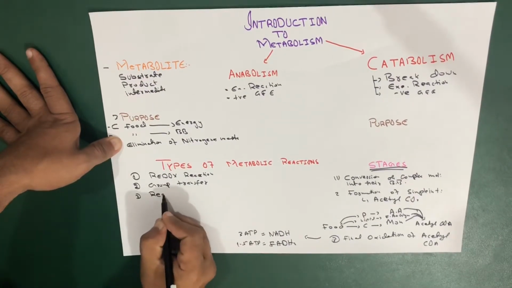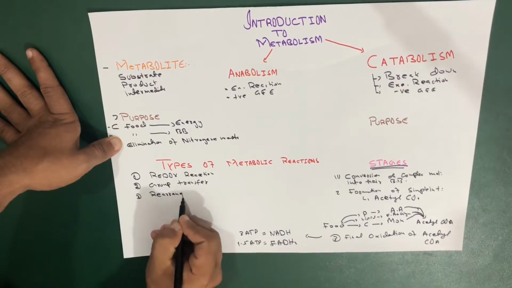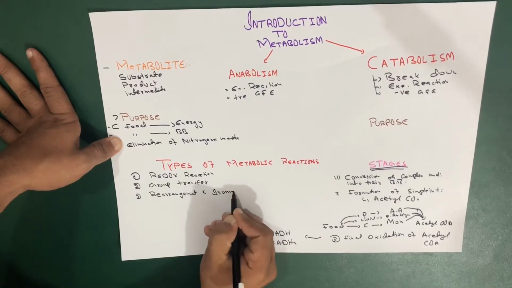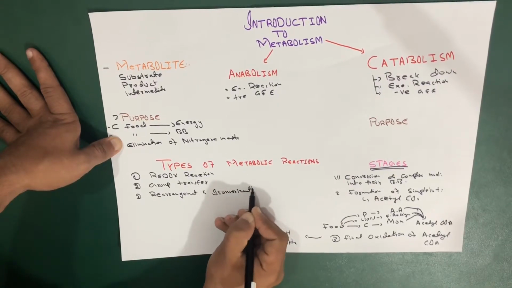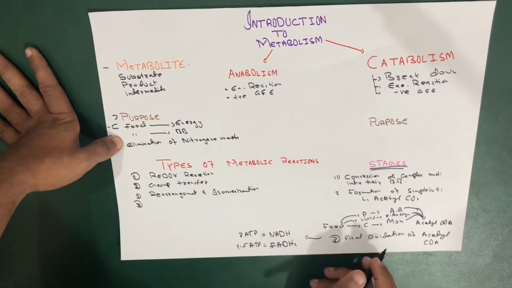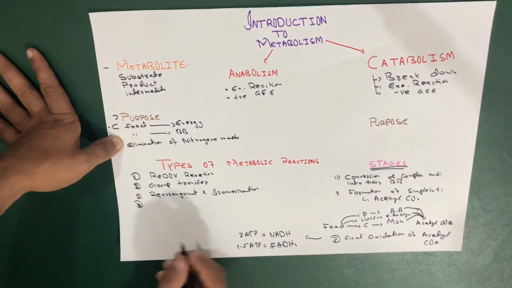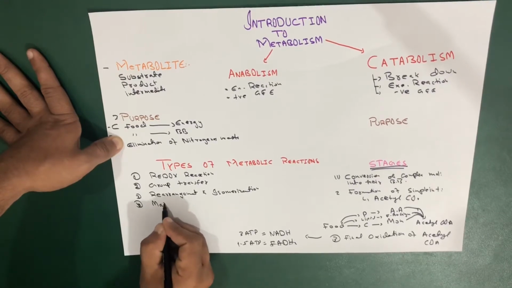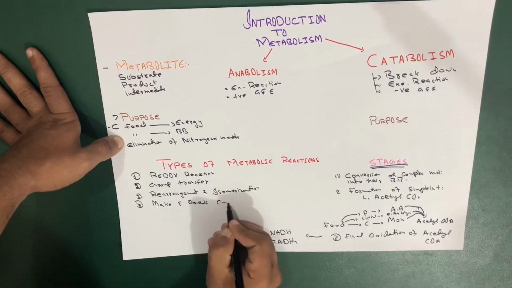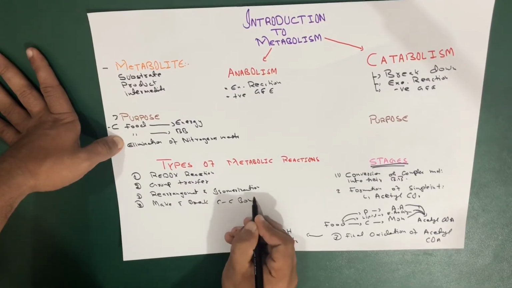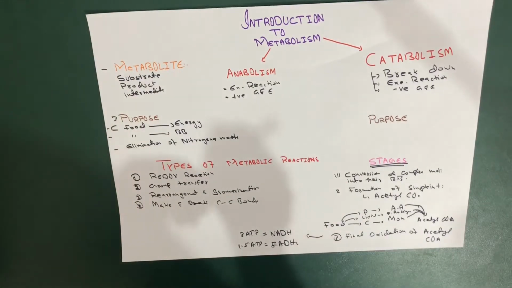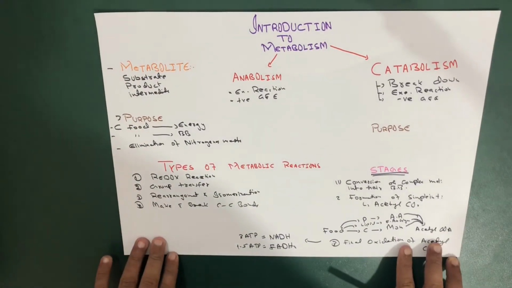Rearrangement and isomerization. The last but not the least is number 4, which is making and breaking carbon-carbon bonds. So you can say make and break carbon-carbon bonds. All right, so this is just an introduction regarding metabolism. I hope I cleared the concept.